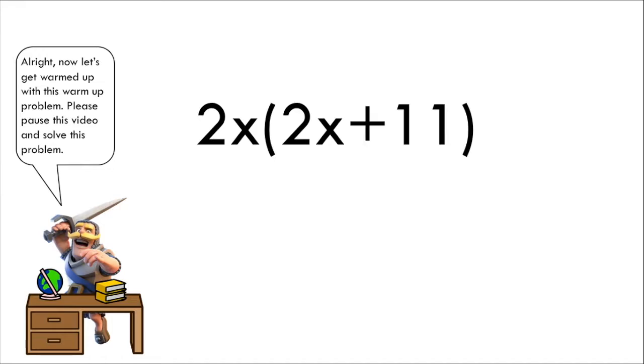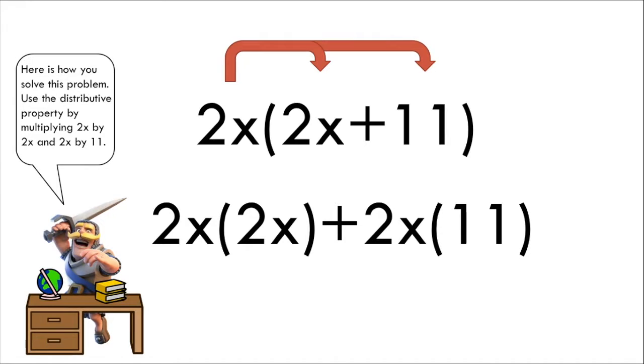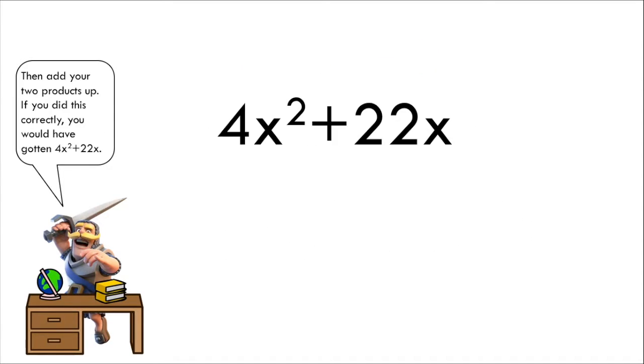Alright, now let's get warmed up with this warm-up problem. Please pause this video and solve this problem. Here's how you solve this problem. Use the distributive property by multiplying 2x by 2x and 2x by 11. Then add your two products up. If you did this correctly, you would have gotten 4x squared plus 22x.